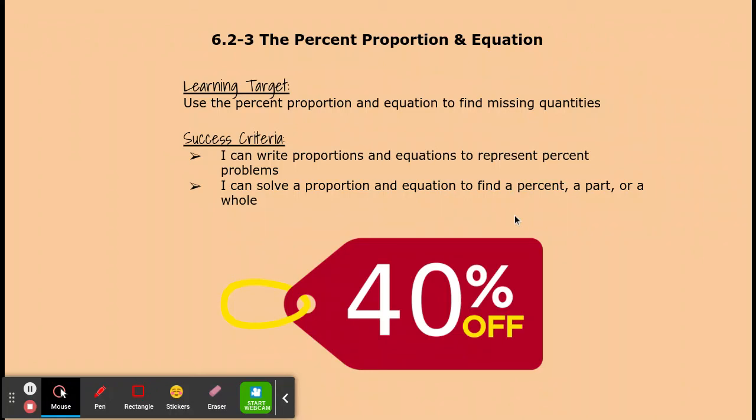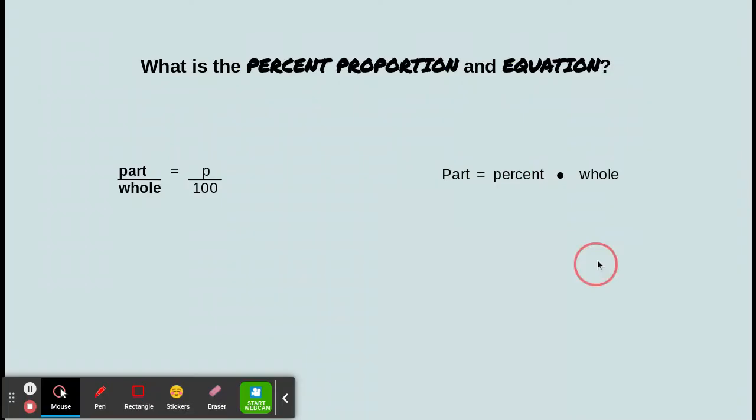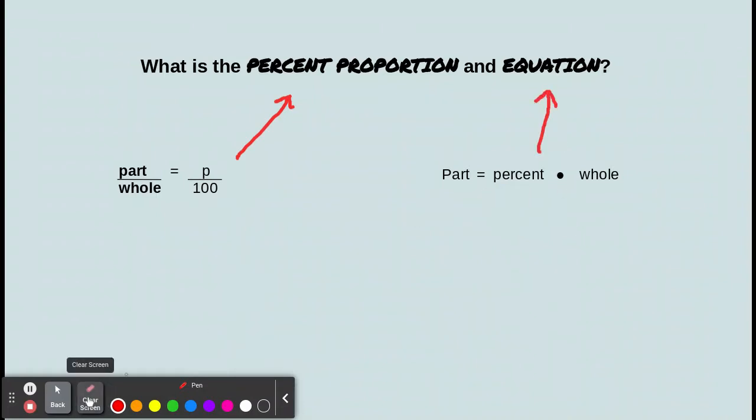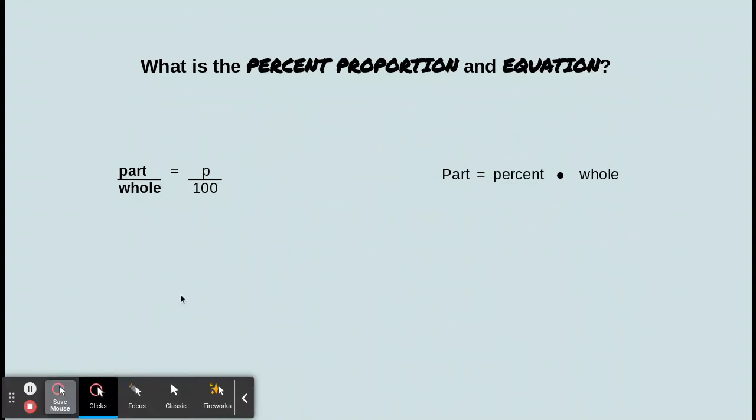6.2 through 6.3, the percent proportion and equation. Your book talks about the percent proportion in 6.2 and the percent equation in 6.3, but we're going to combine these into one unit and simplify it. But just so you know, they refer to the percent proportion as part over whole equals percent over 100. That's the percent proportion. The percent equation is part equals percent times whole. But right now you don't really need to worry about that because we're going to simplify it for you.